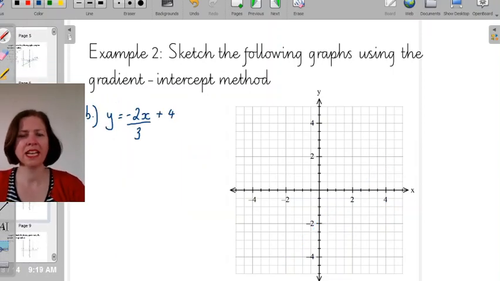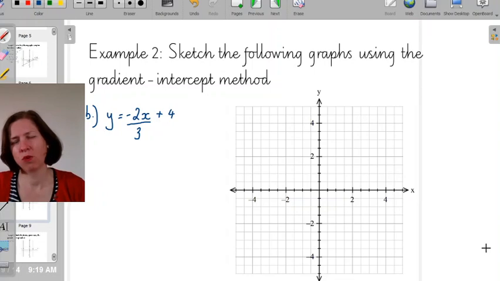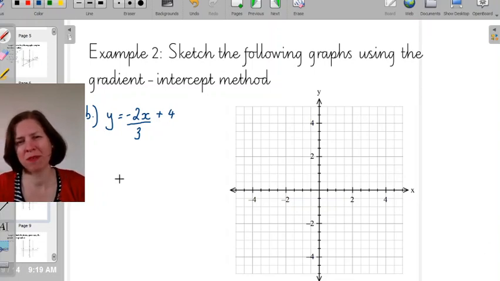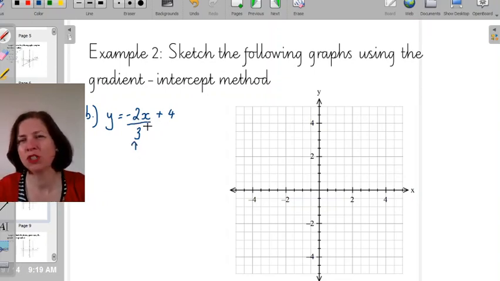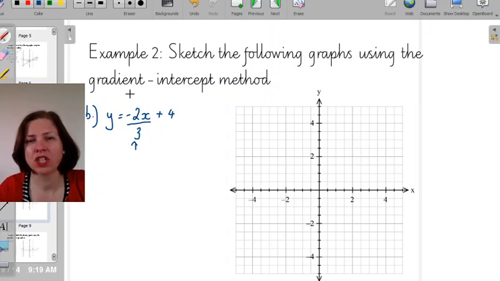All right, here's my next example. We're going to sketch y equals negative 2x over 3 plus 4. Now I've chosen this example because there's something you've got to be careful of here, and that is this gradient. A lot of people look at just the coefficient of x and they think that it's 2 or negative 2, but actually the gradient is the whole number that is multiplied by x. So in this case that is negative 2 over 3.